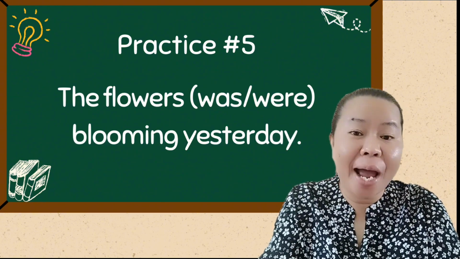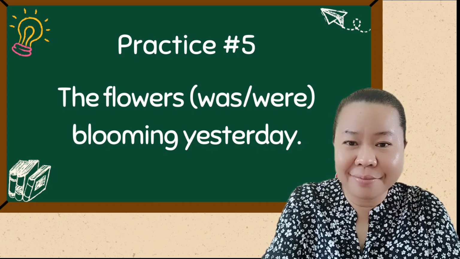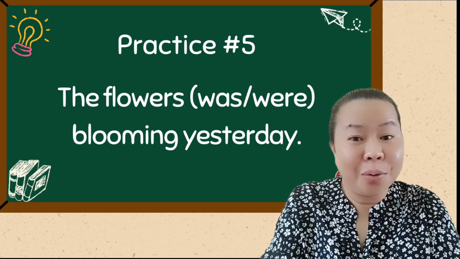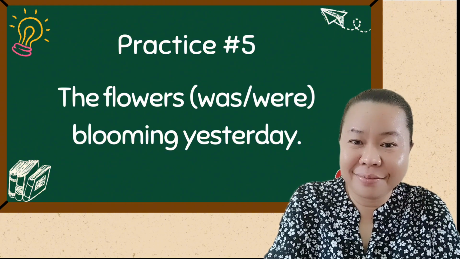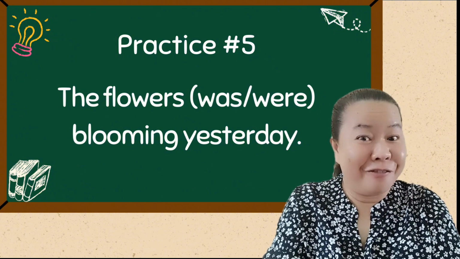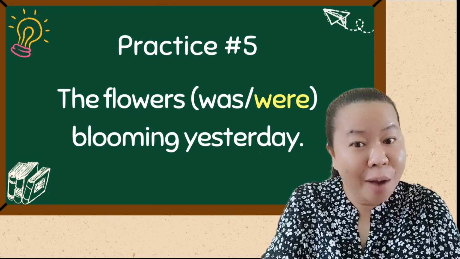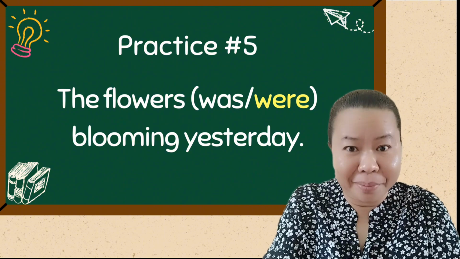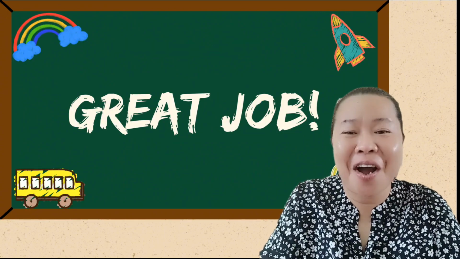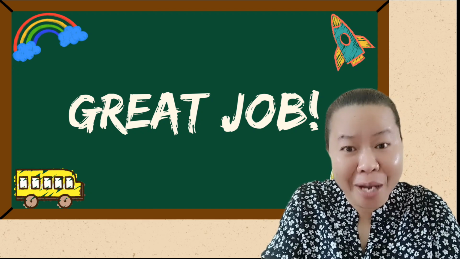Lastly, the flowers was blooming yesterday. What verb are we going to use for this sentence? Very good. It's were. Flower is a plural subject, and so it needs a plural verb. Great job! You're really starting to understand subject and verb agreement.